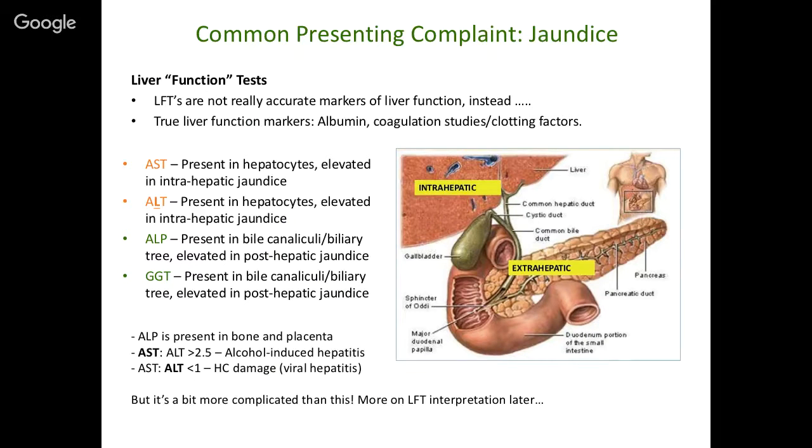Just quickly with liver function tests. So I put function in inverted commas because they're not actually really measures of liver function. They're more measures of liver damage, okay? So true liver function markers are albumin, coagulation, and all those other things. AST and ALT, often to do with intrahepatic jaundice, and ALP and GGT obstructive or post-hepatic jaundice. It is a little bit more complicated than that, but we'll talk about that a little bit later.